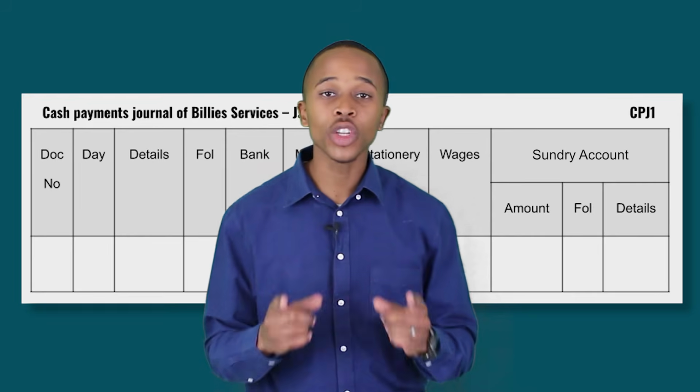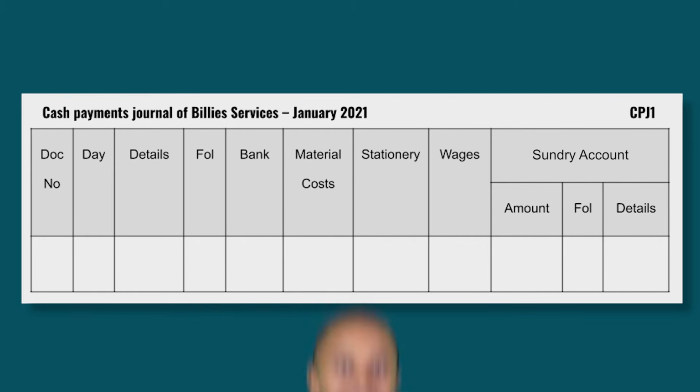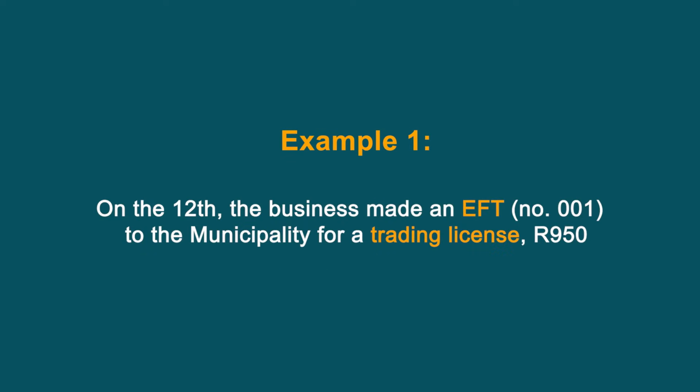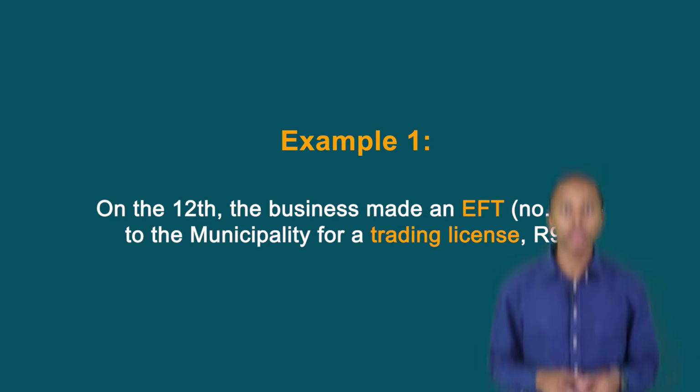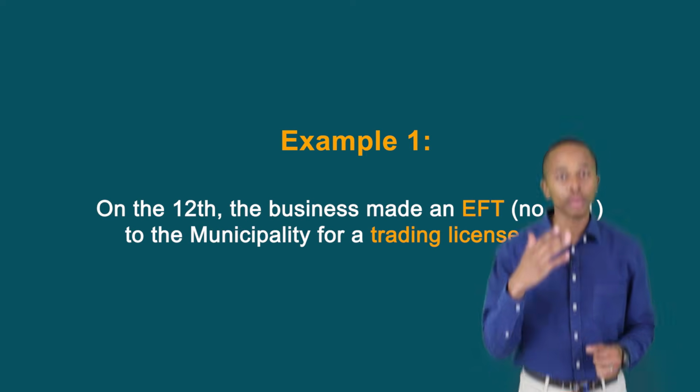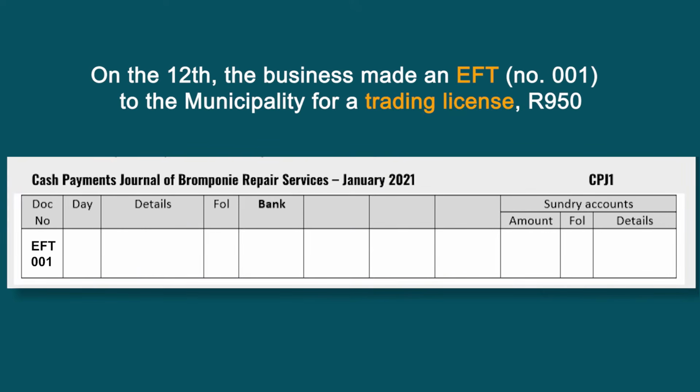So grade 8 learners, are you ready to take your first step in becoming a bookkeeper? Let's look at the first practical example. Made an EFT number 001 to the municipality for a trading license for 950 Rand. Remember our golden rule: stop, evaluate, and then move on. First, you will record the EFT number 001, then the date of the transaction. Bank is 950 Rand, and the 950 Rand will also be recorded in the sundry accounts column, and the details will then be trading license. It's very easy, right? Let's move on.